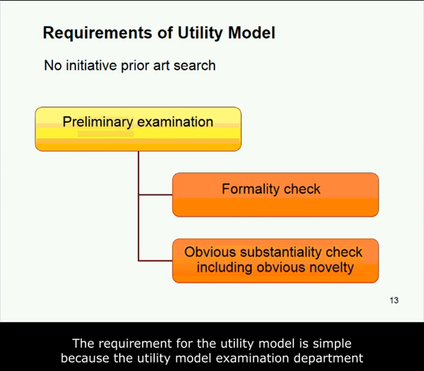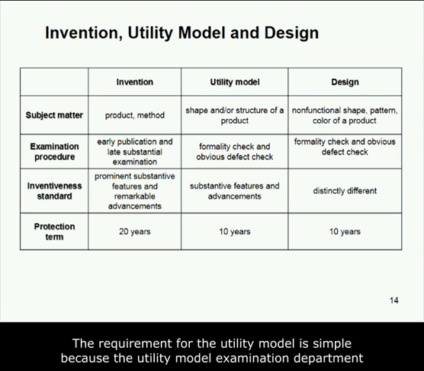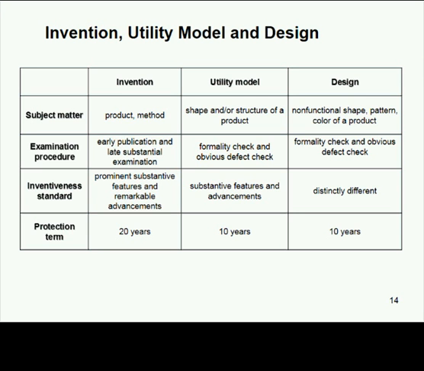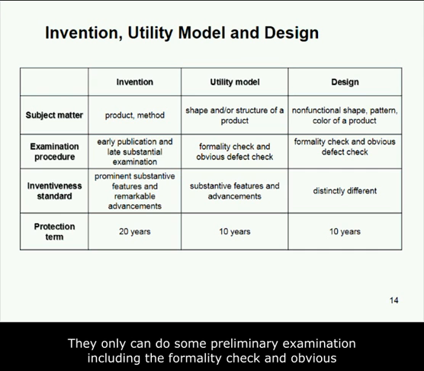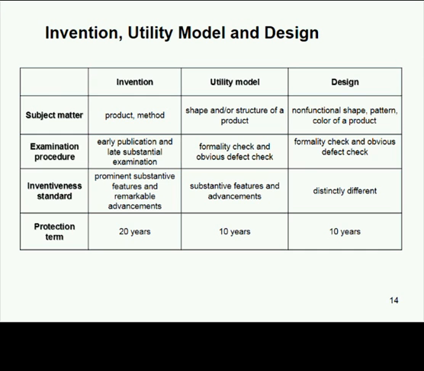The requirement for utility model is simple because the utility model examination department in the China Patent Office is not so big. They don't have resources to do the initiative prior search. And so they can only do some preliminary examination, including the formality check and the obvious substantiality check, including the obvious novelty.